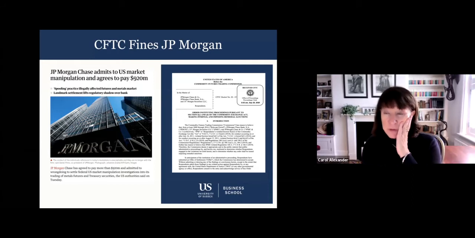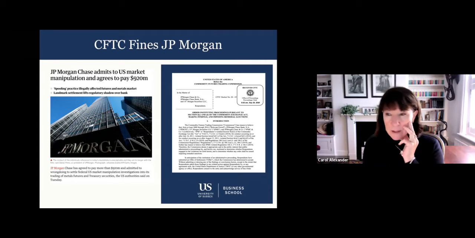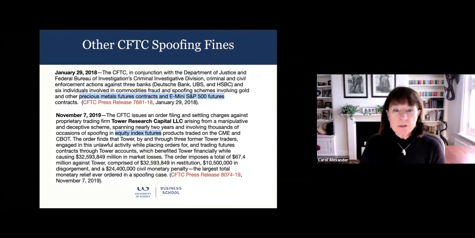But this is for spoofing practices over a period of 10 years, affecting various metals futures, gold and silver in particular. Those are the ones that attract the spoofing practices, but also treasury securities, bonds and bills. And there we are, it's just recently, September 29th, 2020. So this is a landmark case for the CFTC. It's taken a long time to actually bring this to justice. But there's lots of other fines. I mean, I just picked out a few.